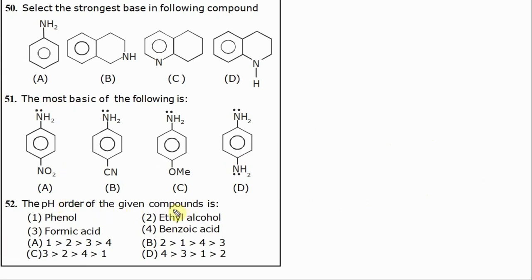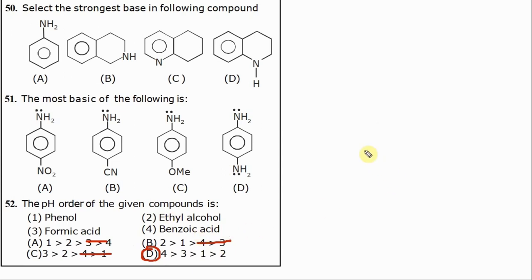The pH order of the given compound is asked. Right away what you want to know is look for acids. Okay, 3 and 4 are the best, because both are acids. So 3 and 4 should not come at the end. Option is D. Now go and check it.